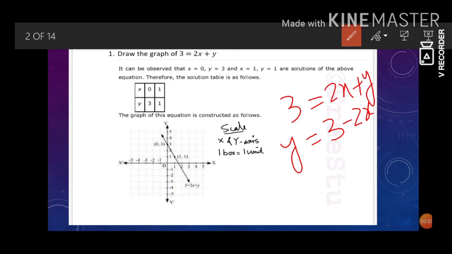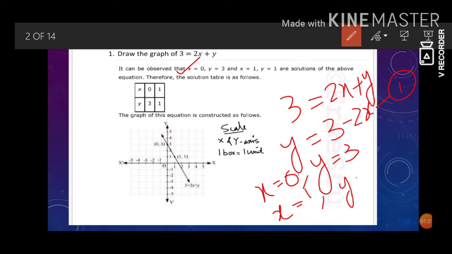Now let us substitute. For x = 0, we will get y = 3. In place of x we substitute the value 0, and then we get y = 3. Again, if we consider x = 1, then y = 1, as 3 - 2 is 1.